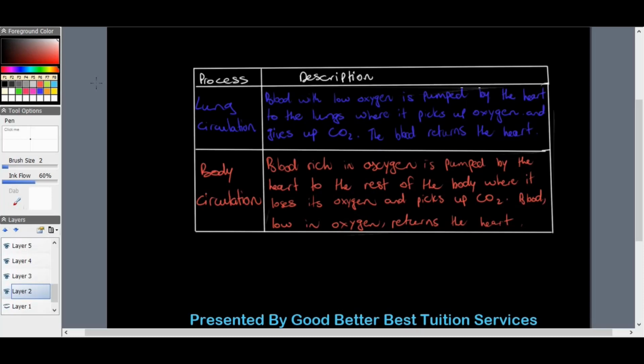When it goes to the rest of the body, of course, it loses oxygen and starts picking up more carbon dioxide. Okay, so once that blood now picks up carbon dioxide, it is now low in oxygen because it's got more CO2 than pure O2. It will now return to the heart, where the lung circulation process will restart itself, and so on and so forth.